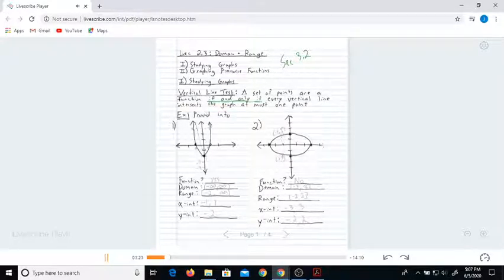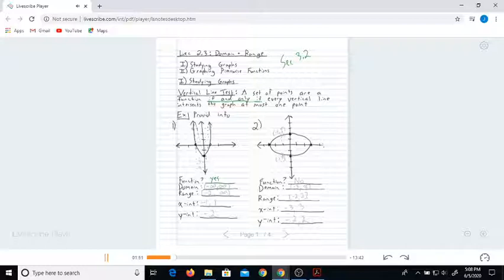Looking at number 1, I can draw some vertical lines if I want, and no vertical line is going to touch this graph more than once. That means it is a function. What those vertical lines do is detect if any inputs have multiple outputs. If you recall from the last lecture, we think of x values as our inputs and y values as our outputs. So the domain is the set of all x values.